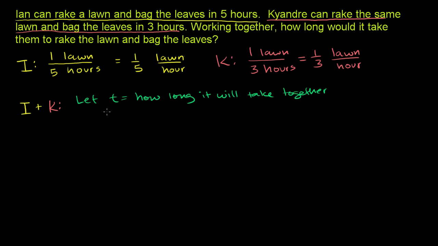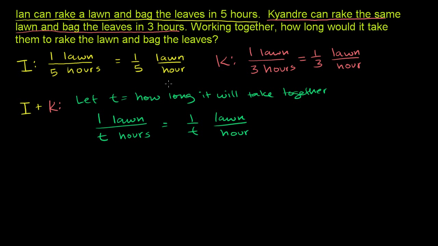If t is how long they take together, then combined they will do one lawn in every t hours, if we're assuming t is in hours. Or as a rate, their combined rate is going to be 1 over t lawns per hour. So that's their combined rate.